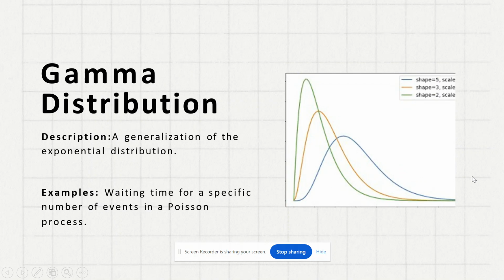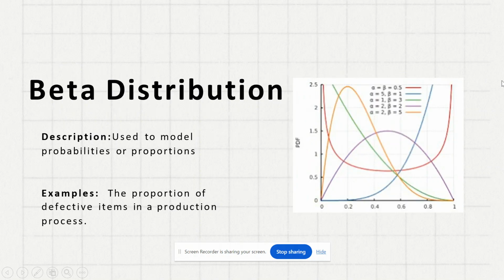The next is the gamma distribution. Gamma is actually a generalization of the exponential distribution. When we generalize the exponential distribution, then it becomes a gamma distribution. And the example is waiting time for a specific number of events in a Poisson process. For example, we have a Poisson process, and it actually refers to the waiting time for a specific number of events which have happened in a Poisson process. So that was all for the gamma distribution.